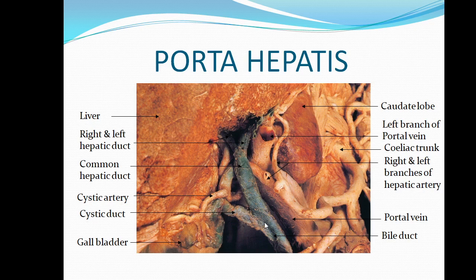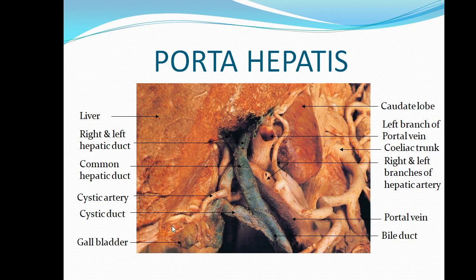This common hepatic duct, here you can see the cystic duct. The cystic duct joins the common hepatic duct at an acute angle to form the common bile duct. So this forms what is known as the extrahepatic part of the biliary system, which consists of the right and left hepatic ducts, common hepatic duct, then the cystic duct joining the common hepatic duct to form the common bile duct.